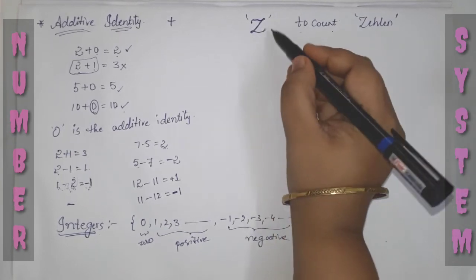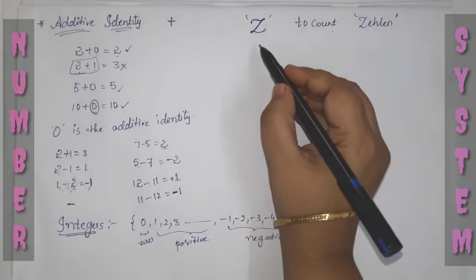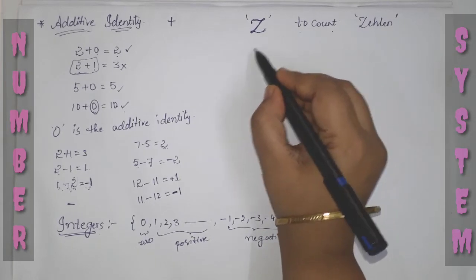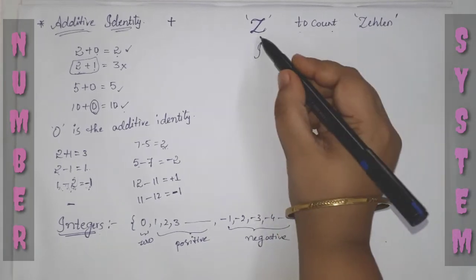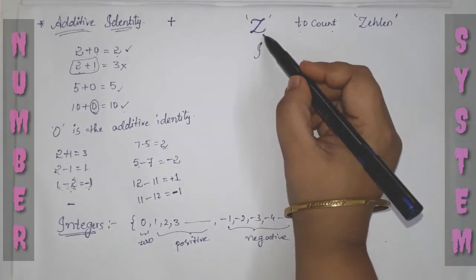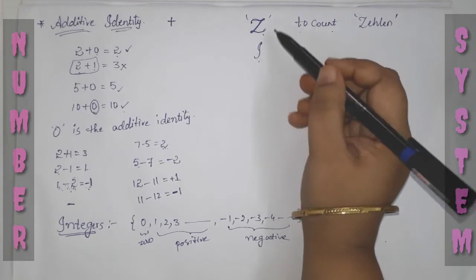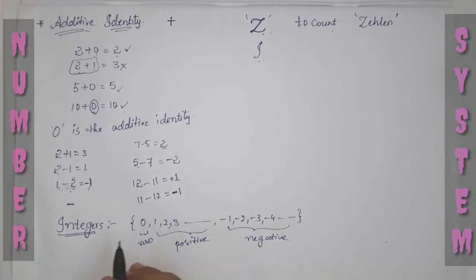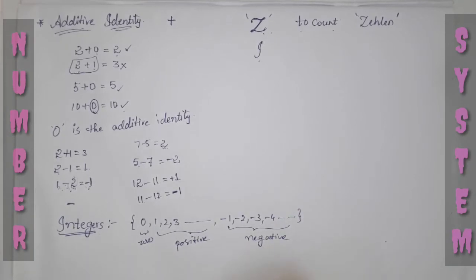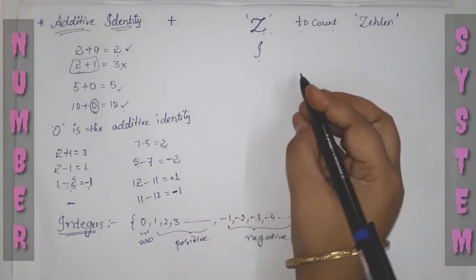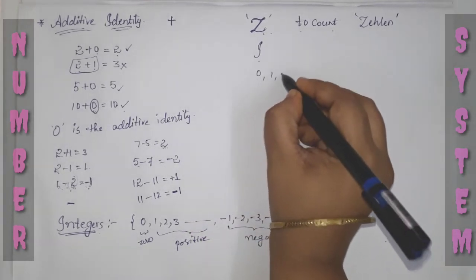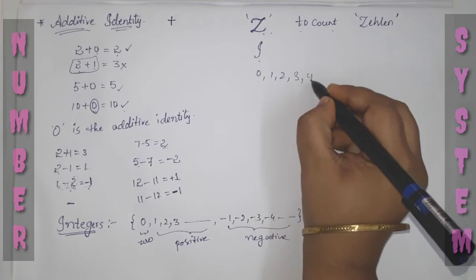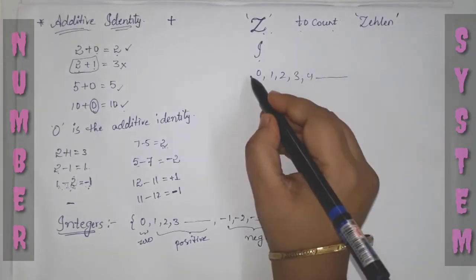So further they interchanged it as I also. Nowadays we write with Z or I. I means integers, Z also means integers only. So in this we have 3 types of numbers. What will we call this one? 0, 1, 2, 3, 4 and so on. Already we know this name.